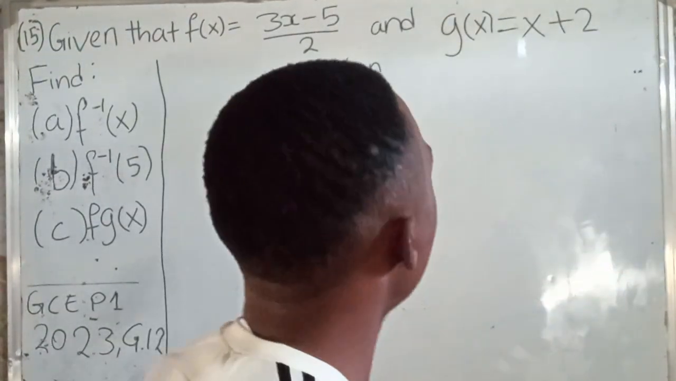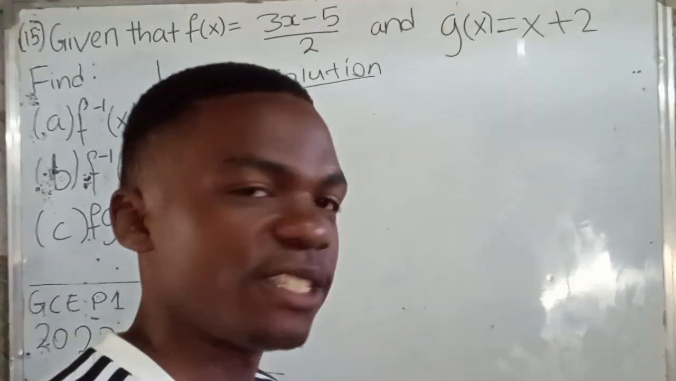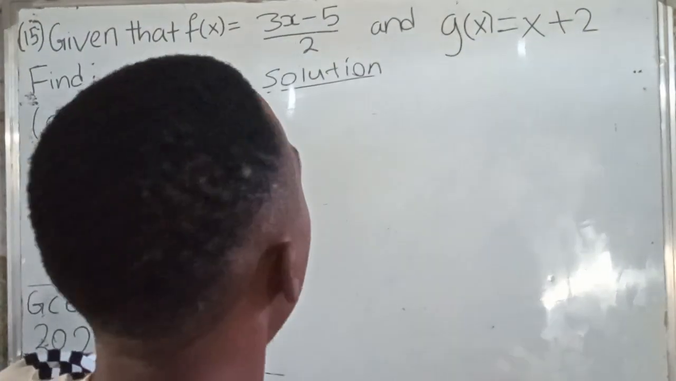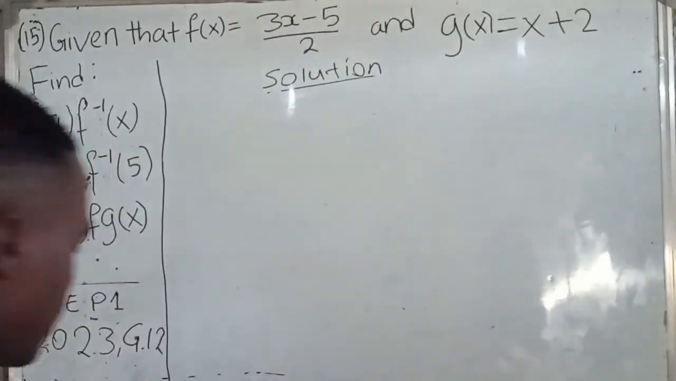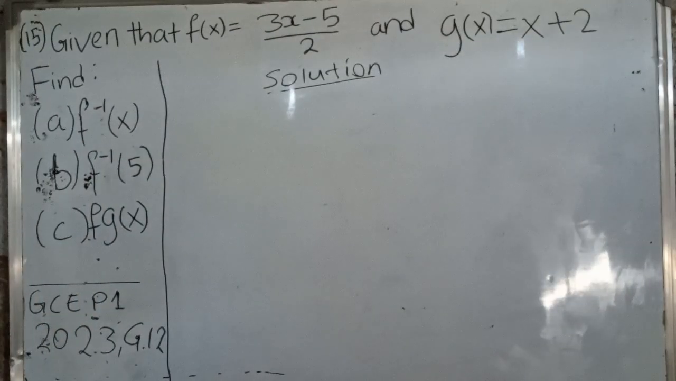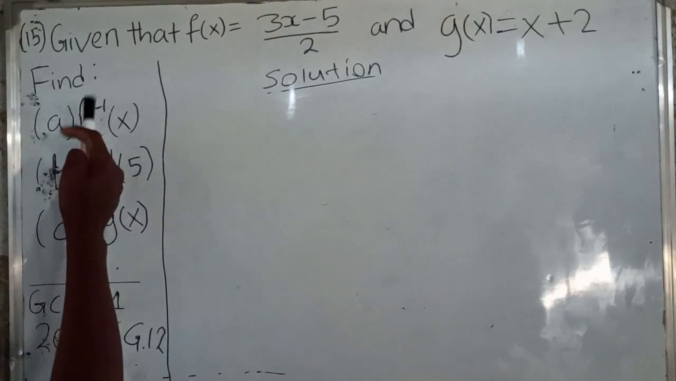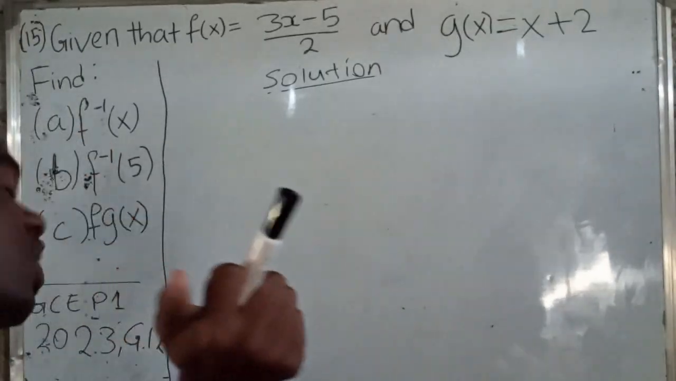Okay, so we have a question on the board, and this question is from functions. In this question, there are basically two functions. We have the function f and the function g. In the questions, they're asking us to find the inverse function of x. We call this the inverse function because of the power negative 1. It is the one which is making it an inverse function.